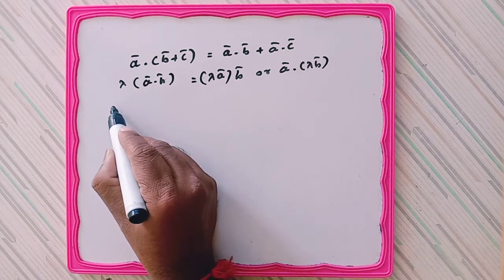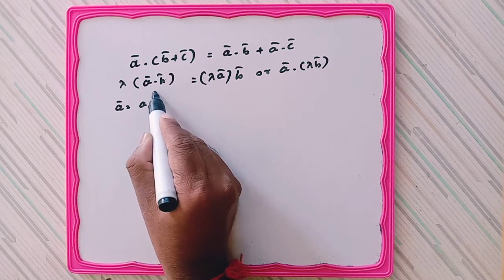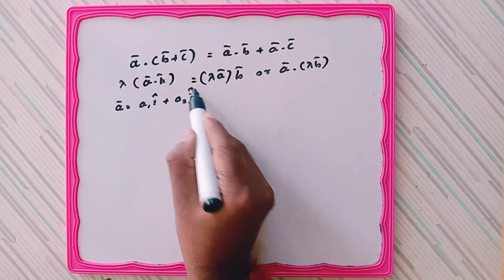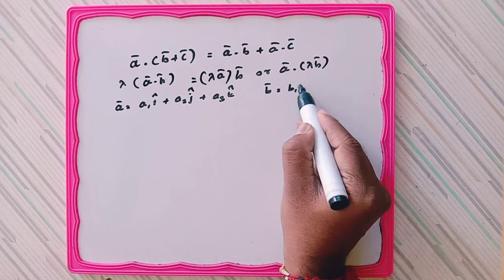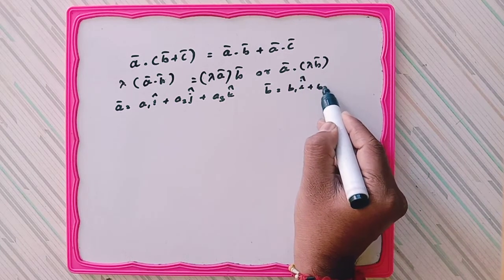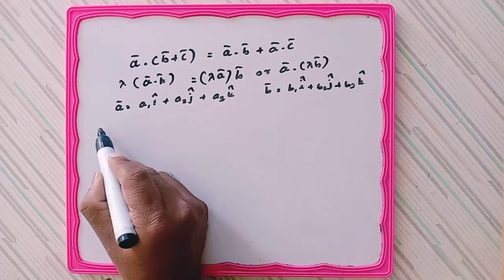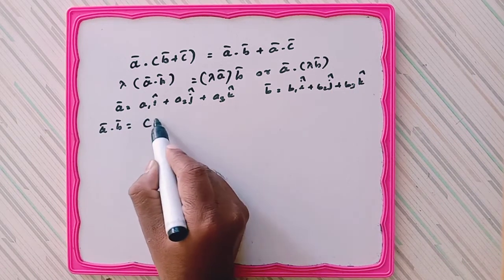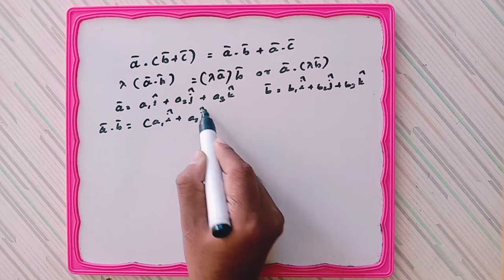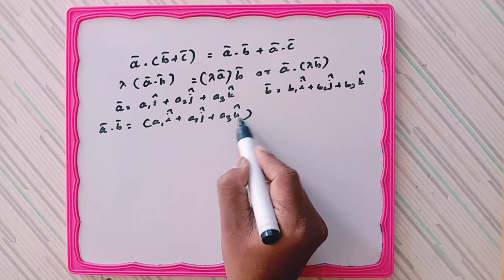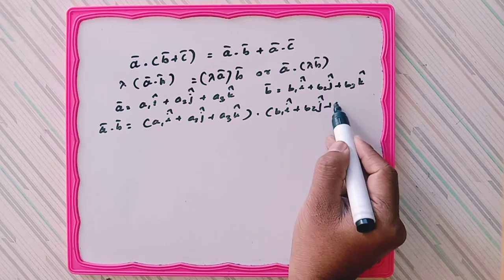Now we will find out the A bar dot B bar value. So if A bar equals a1 I caret plus a2 j caret plus a3 k caret, and B bar equals b1 I caret plus b2 j caret plus b3 k caret, then A bar dot B bar we can write as a1 I caret plus a2 j caret plus a3 k caret dot b1 I caret plus b2 j caret plus b3 k caret.